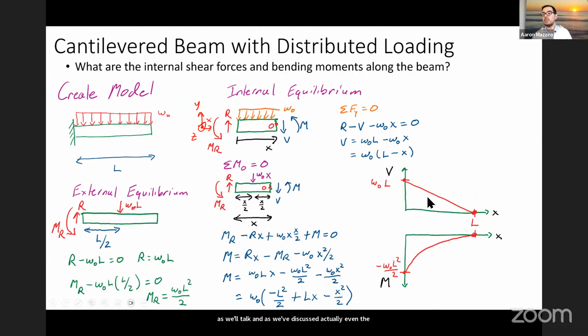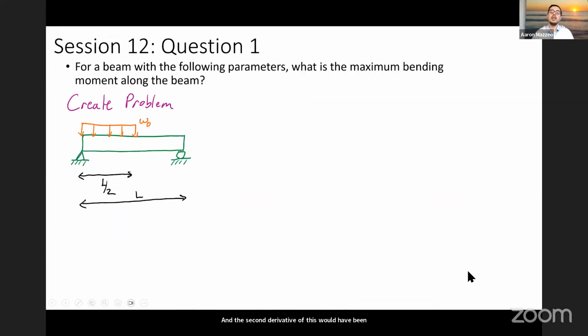We might be able to realize that we're integrating essentially this line, and when you integrate a first order system, you're going to get a second order system. And the second derivative of this would have been negative, and so that would have given us a negative curvature. This problem is going to be on the homework.